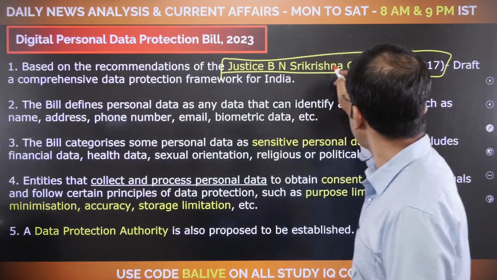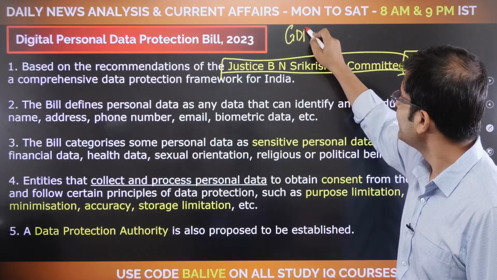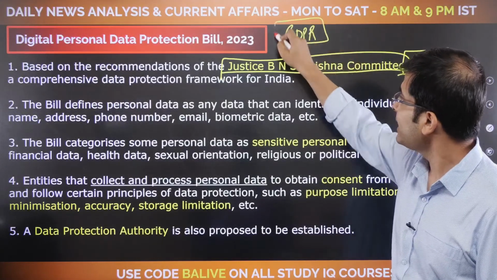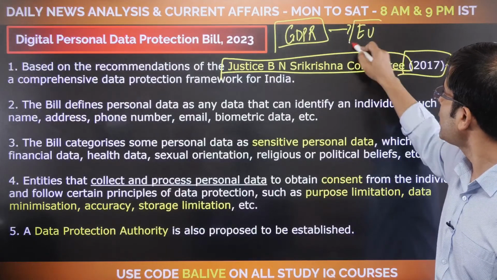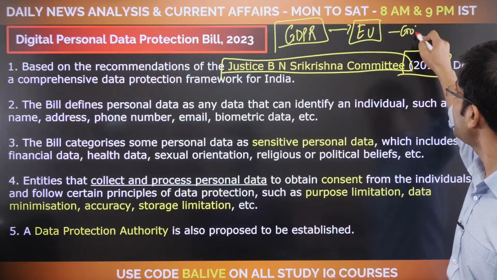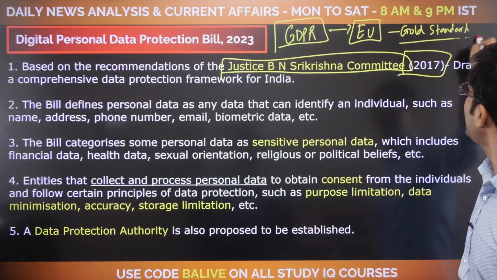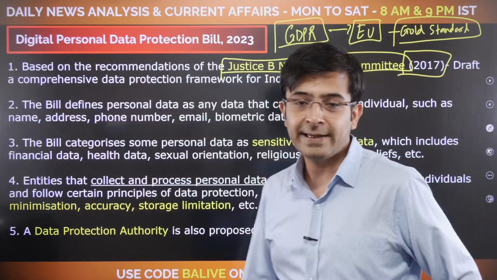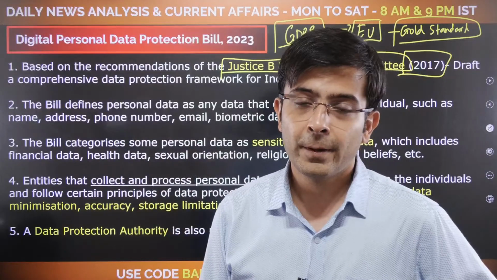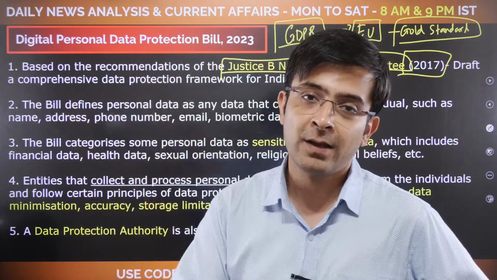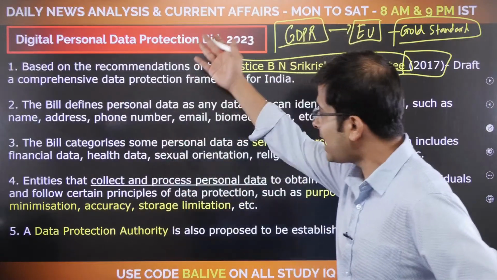All right. So, BN Sri Krishna Committee. The gold standard I am referring to is the GDPR, the General Data Protection Regulation, which was brought forward by the European Union. This is considered the gold standard. You can consider it like the Magna Carta of internet regulation, digital regulation, data regulation, across the whole world. It's one of those good examples of how a law should be framed. Now, what does this bill do?